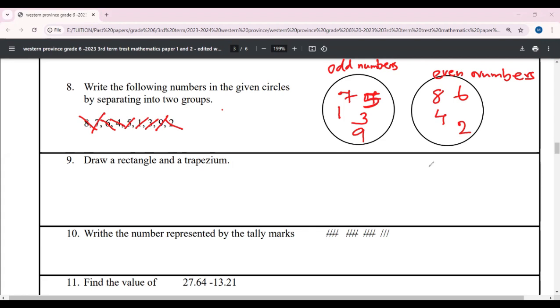This is a very simple thing. If you want, you can separate these into prime numbers and composite numbers, but we cannot do that because one is neither prime nor composite. So I think the best and simplest one is odd numbers and even numbers. Very simple, right?